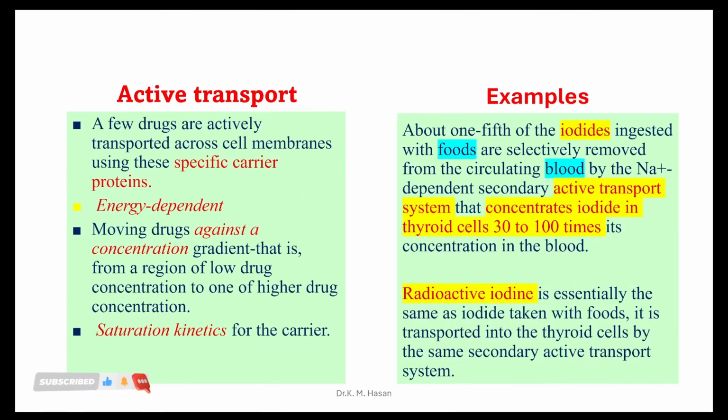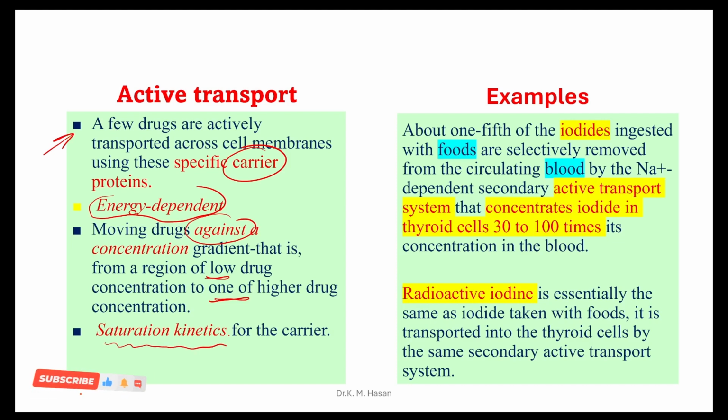Okay, speaking about active transport, here is what they found: a few drugs may be actively transported through the cell membrane. So we have a few drugs that require active transport across the cell membrane using a specific carrier. So we need a carrier here, and we need energy, ATP, and normally this transport happens against the concentration gradient, from the low concentration to the higher concentration, and this process demonstrates saturated kinetics.